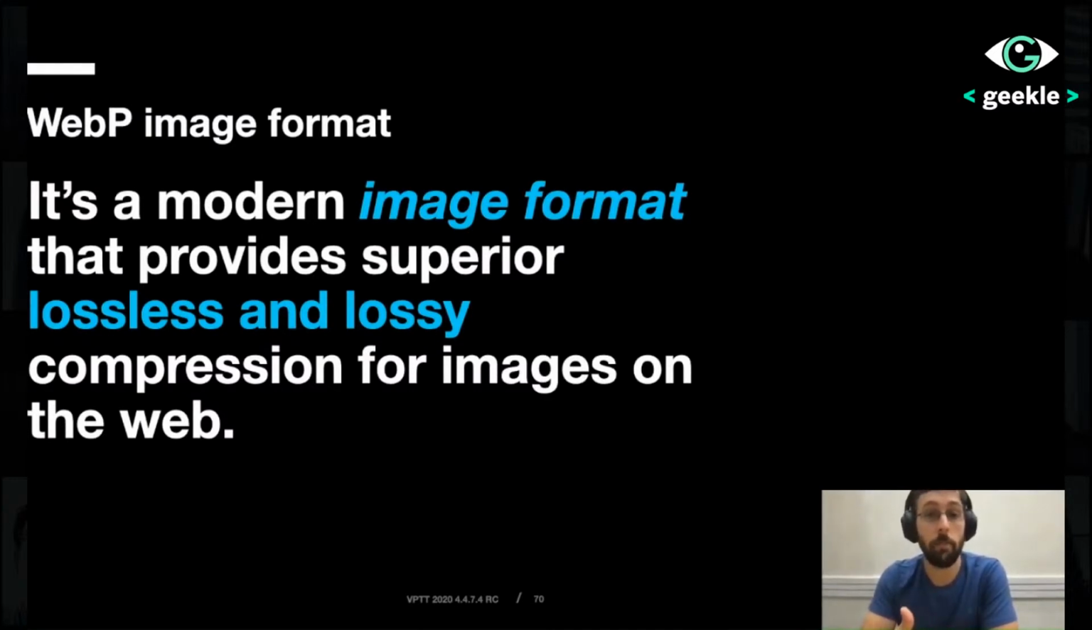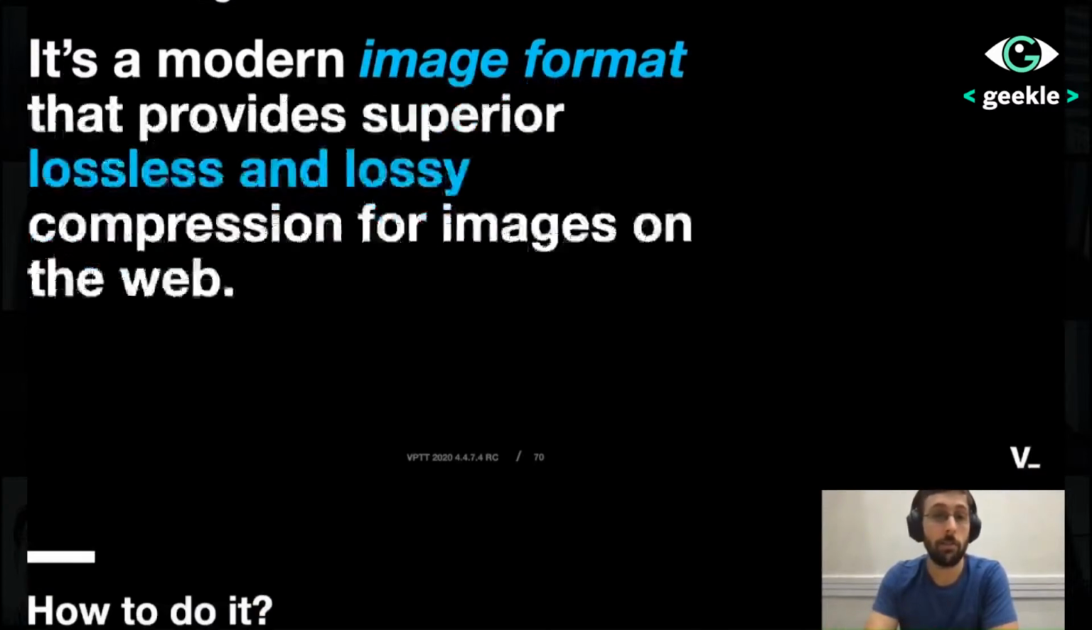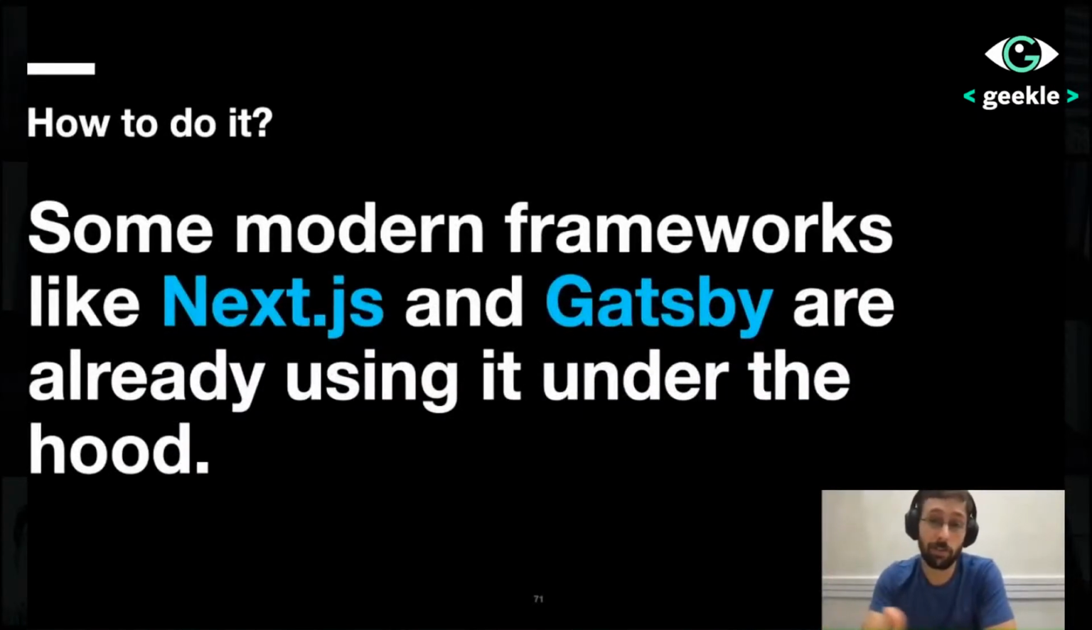In this case, WebP lossless images are 26% smaller in size compared to PNGs, and WebP lossy images are 25 to 34% smaller. Some of the most modern frameworks are using this format under the hood. For instance, Next.js with the new image component, I think starting from version 10, is using this under the hood. And Gatsby is doing the same, transforming images to WebP at build time. Otherwise, you have to do it manually: convert your images to WebP, and then use them in your project.